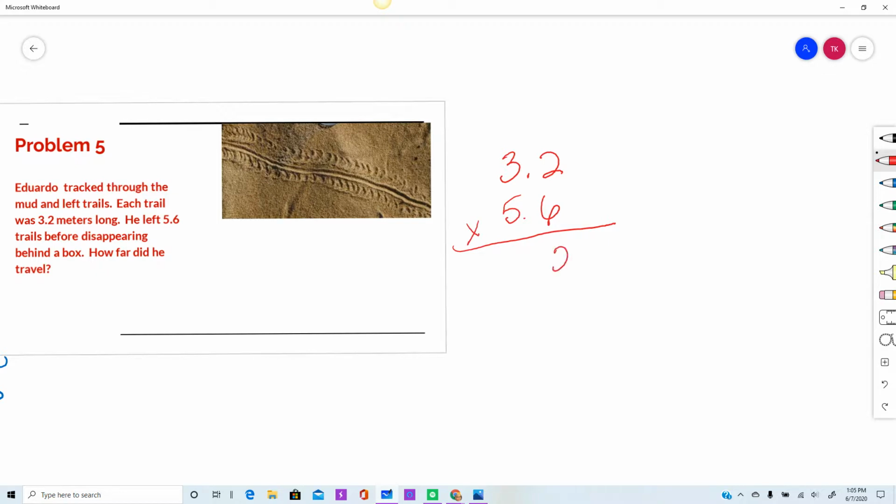6 times 2 is 12. 6 times 3 is 18 plus the 1, 19. 0 is my placeholder. 5 times 2 is 10. So even though I have another 0, that's okay. Regroup the 1. 5 times 3 is 15, 16 with the 1. Add them. 2, 9, 7, 1, 2 decimal places. So he traveled 17 92 hundredths meters.